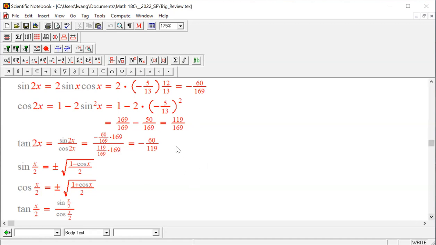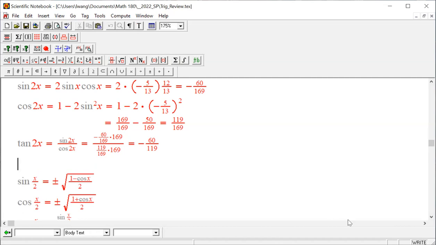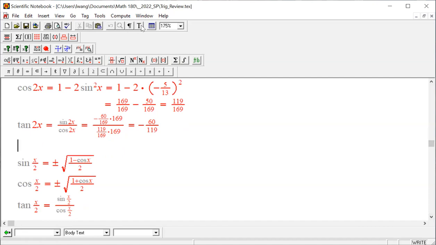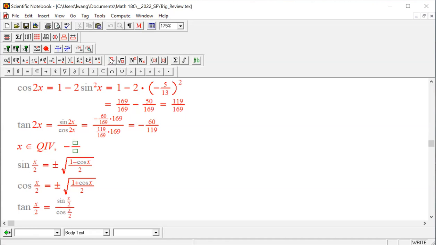Now, we need to determine the sign before we proceed. We know that x is in the 4th quadrant. What does that mean? What it means is that x is between 3π/2 less than x, less than 2π.